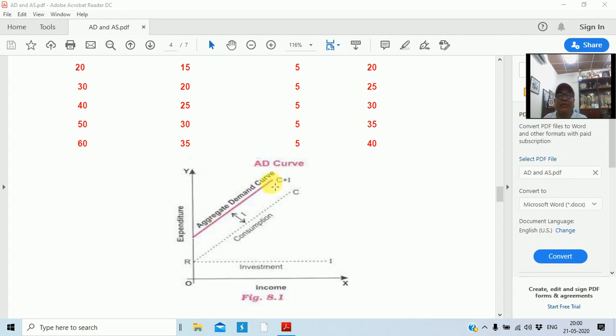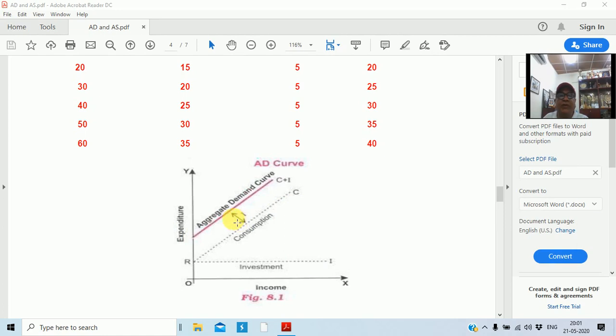So what is the aggregate demand curve showing? Even if income is zero, aggregate demand can't be zero. Why? Aggregate demand is made of C. Even if income is zero, can C be zero? No. Even if income is zero, can I be zero? No. And that's why AD can't be zero. And as income increases, aggregate demand also increases. Why? Aggregate demand is made of C plus I. Out of C and I, who is increasing? C. And that's why aggregate demand is also increasing.